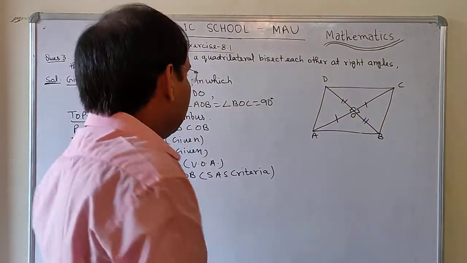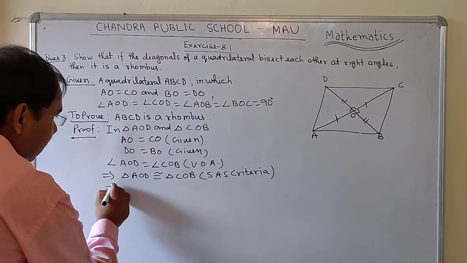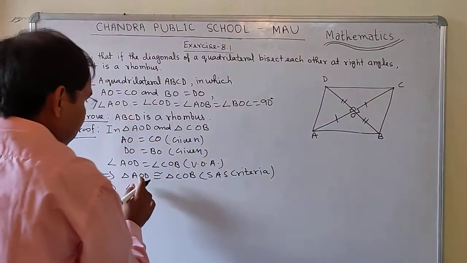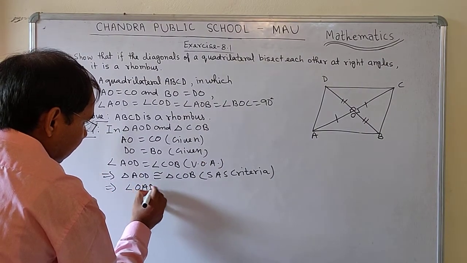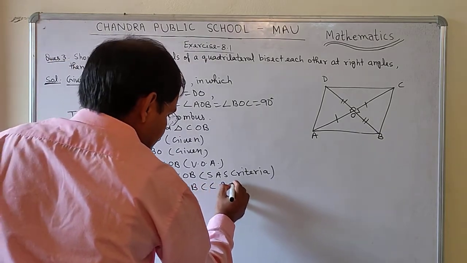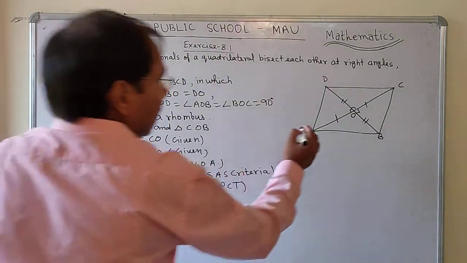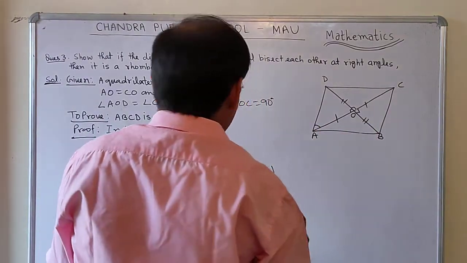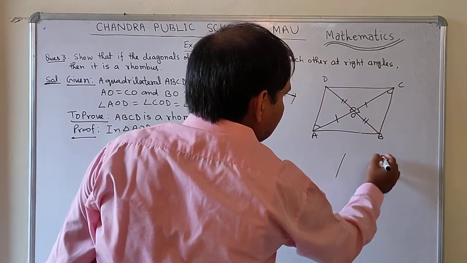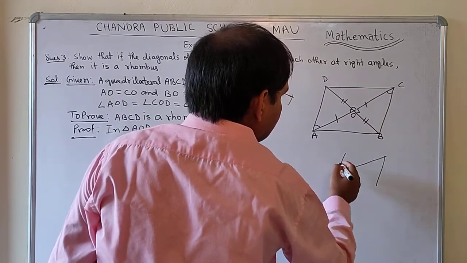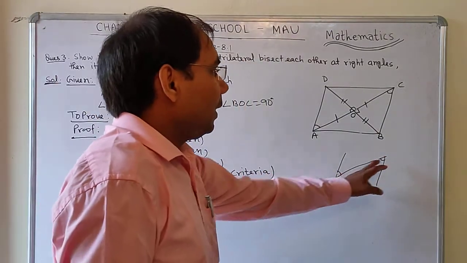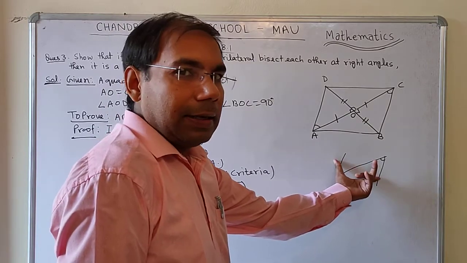If both are congruent, then by CPCT it shows that angle OAD equal to angle OCB. That is by CPCT. So friends, these are the two lines. One line is intersecting like this, and if these two angles are equal, these are the alternate interior angles. So if alternate interior angles are equal, then the lines are parallel.